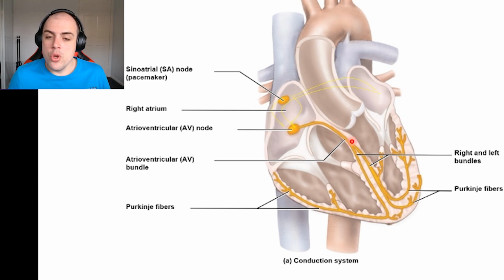And as we are moving down into our interventricular septum, it is going to split, okay? It's going to split into our right and left AV bundle, until we reach the apex of the heart. Now, once we reach the apex, it will then loop up the left and right side of those ventricles through our Purkinje fibers.